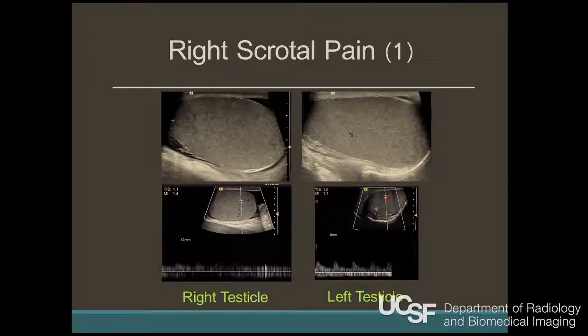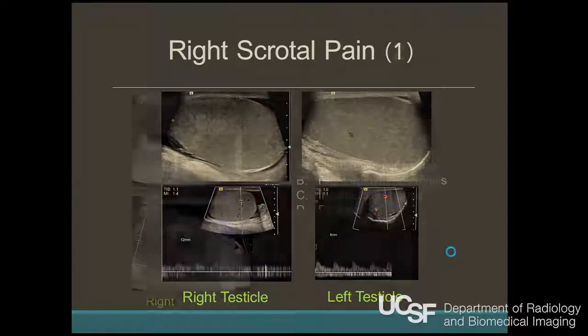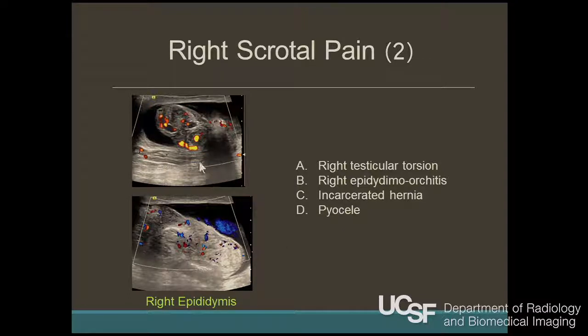Okay, this is a patient who presented with right scrotal pain. So these are grayscale and color images of the right, grayscale and color images of the left. This was labeled right epididymis on the scan. So the question is, is this torsion, epididymal orchitis, a hernia, pyocele?